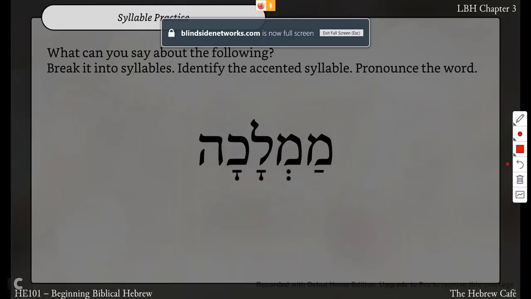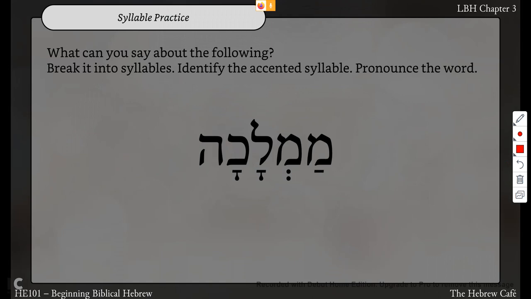So we have mem, and then another mem, lamed, kaf and he. Under mem, we have patach, which is a, and then we have a shva. And then we have a long kametz under lamed, and then we have kametz also for kaf. So this is a shva, so this closes the first syllable. Mamlaha.